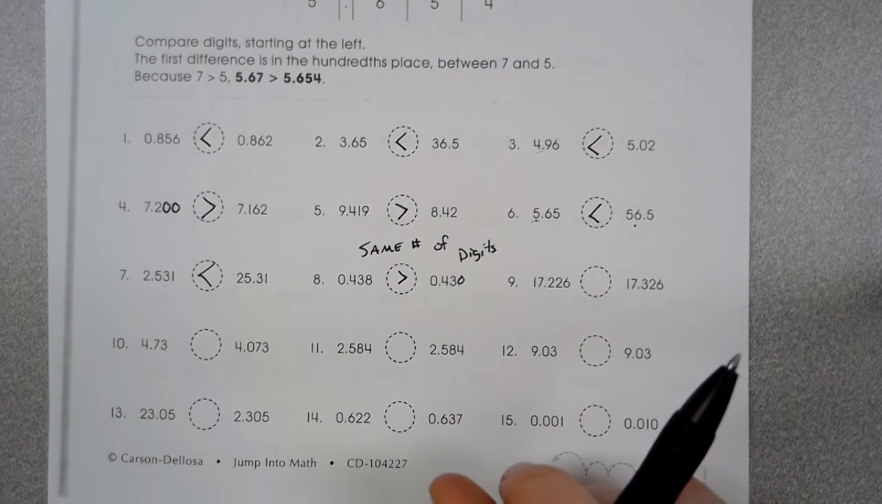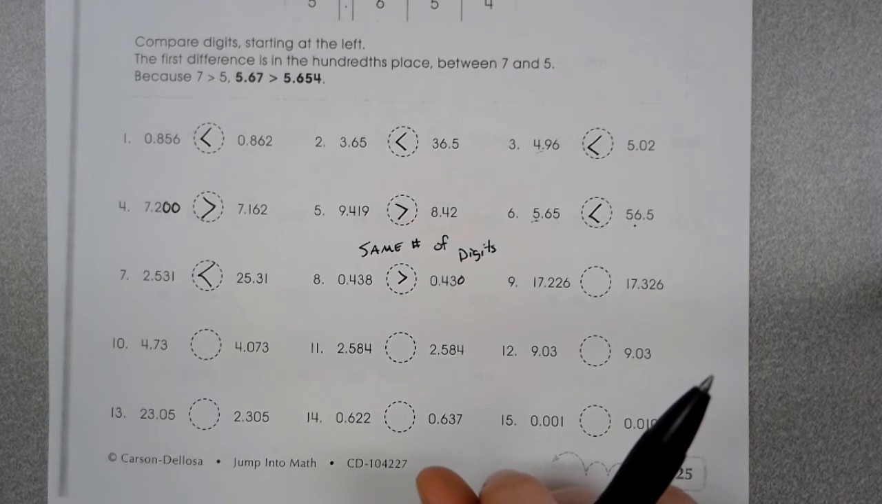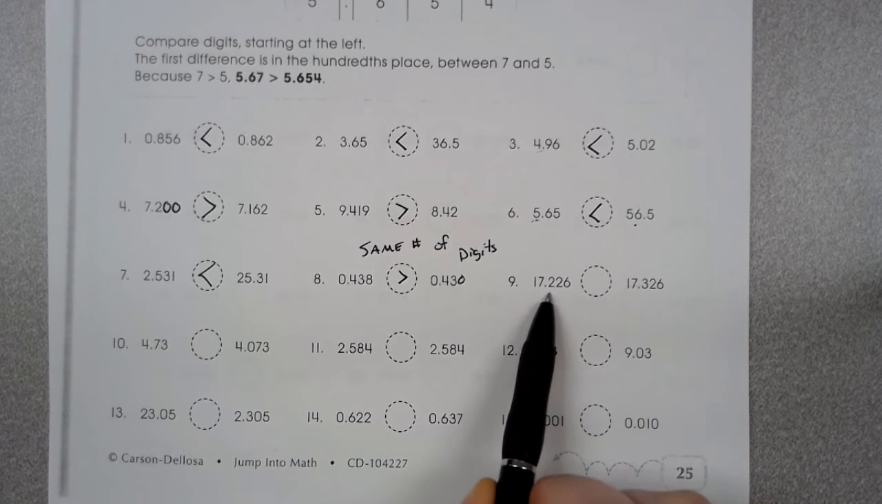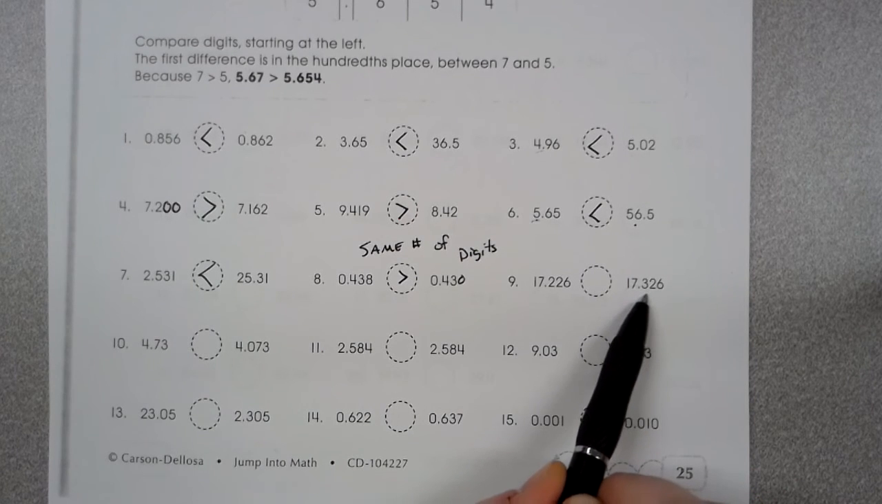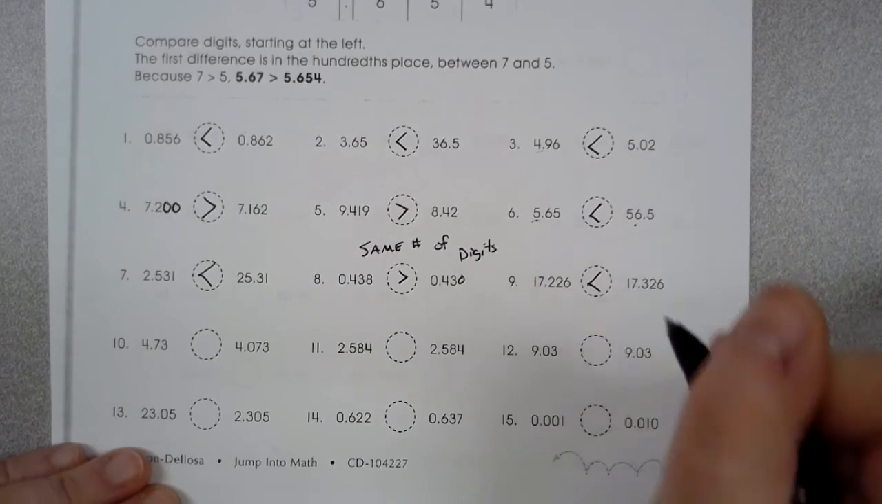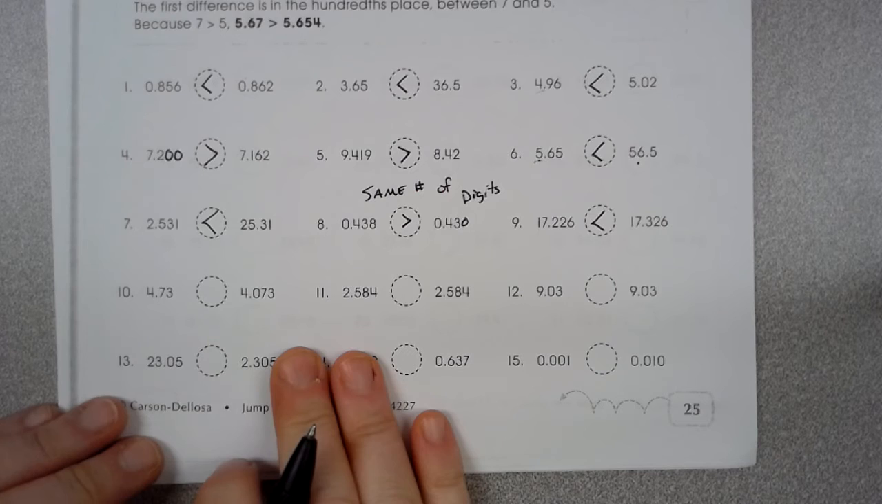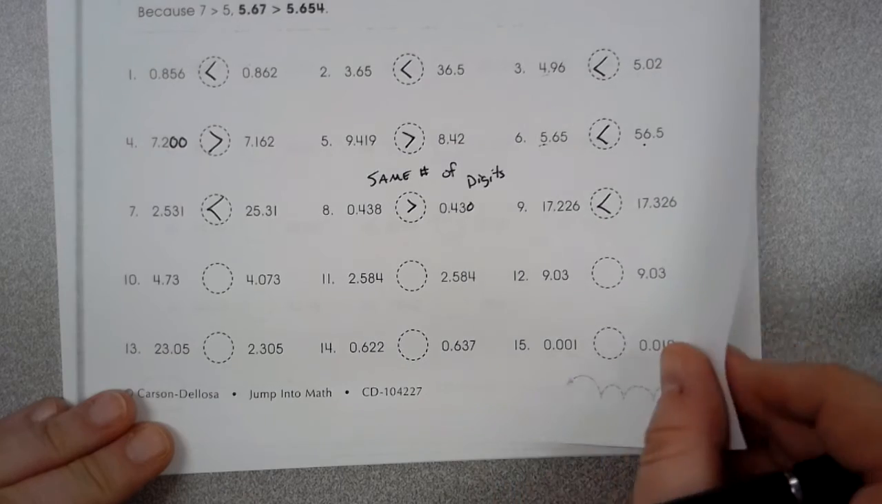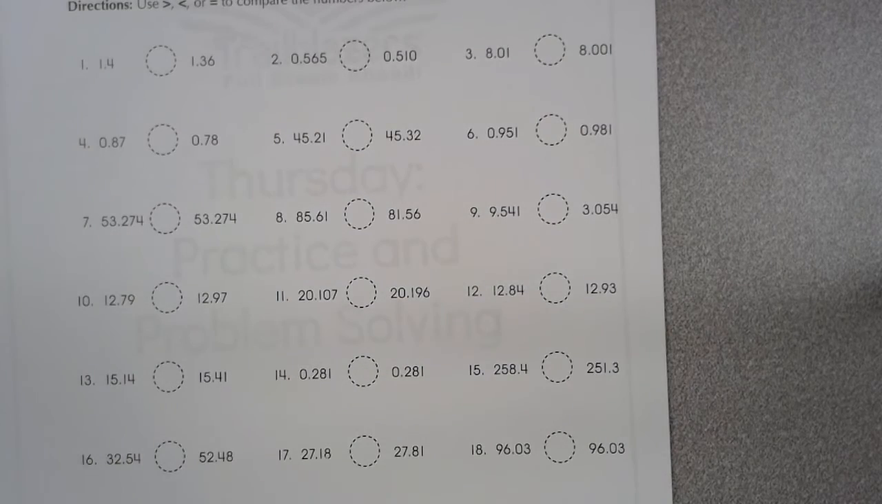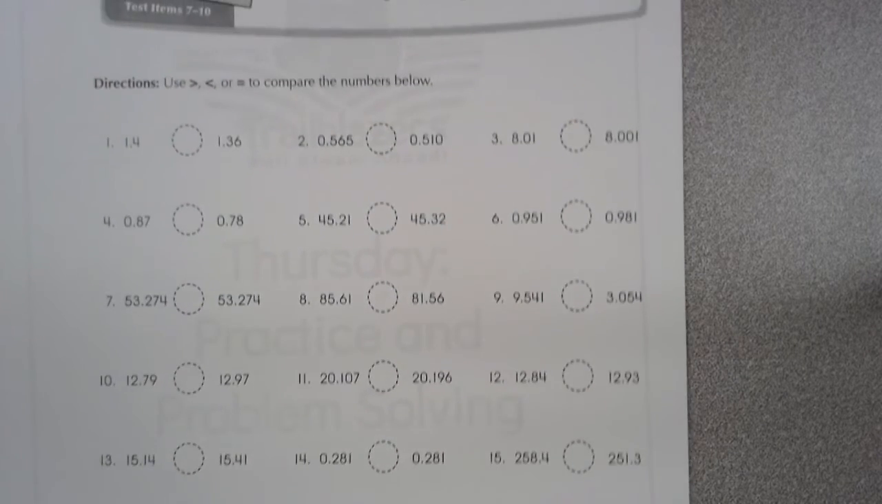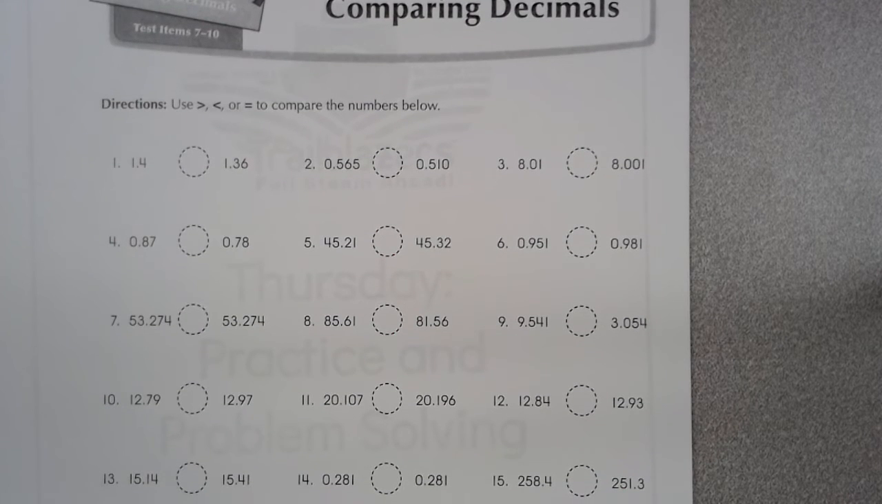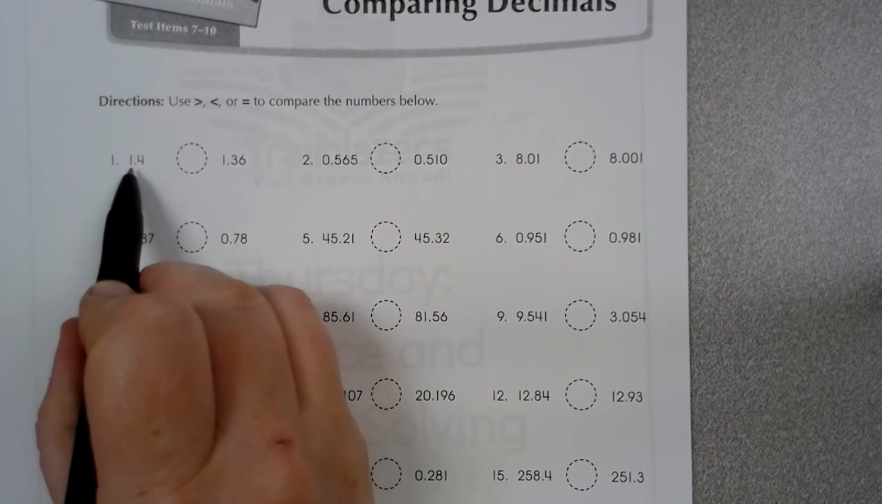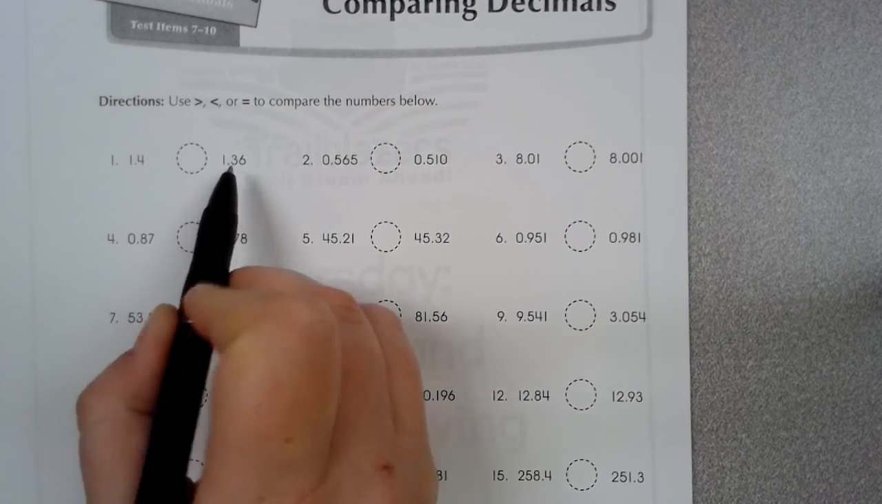I have 17 and 226 thousandths compared to 17 and 326 thousandths. 17s are the same, but we have 226 compared to 326. 300 is greater than 200. Okay, now I want you to finish the rest of it. All right, you'll do 10, 11, 12, 13, 14, 15. And then right here, you are doing the same thing as you were before. You're just comparing. Like right here, 1 and 4/10 is greater than 1 and 36/100.